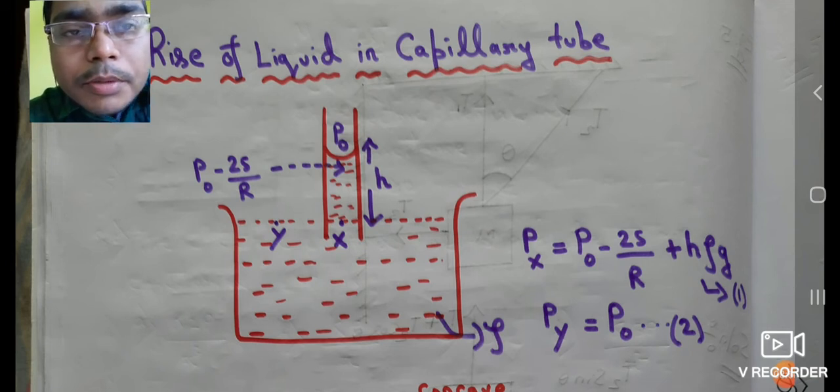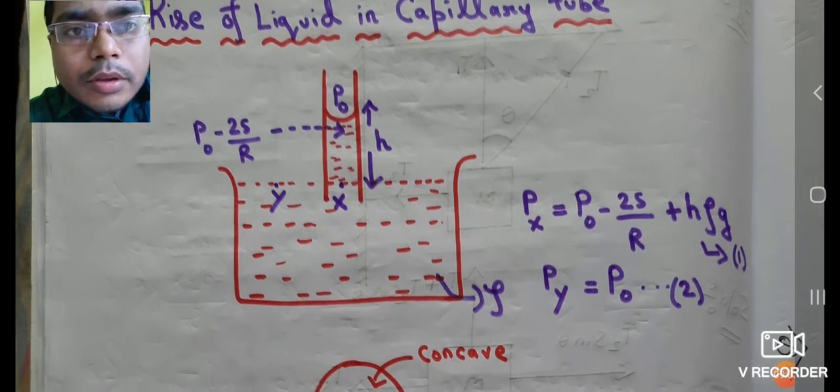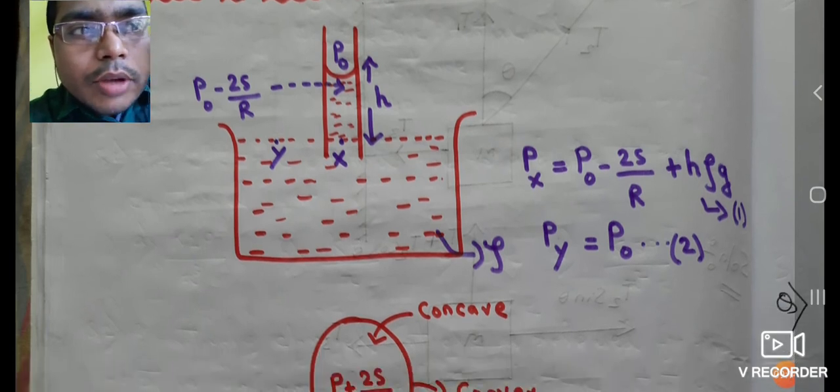So that is given by P naught minus 2S by R, because already we have seen that the excess pressure is given by 2S divided by R, where S is the surface tension. So here you see the points that I have marked, X and Y, both are at the same height. So we can write that pressure at the point Y is equal to pressure at the point X.